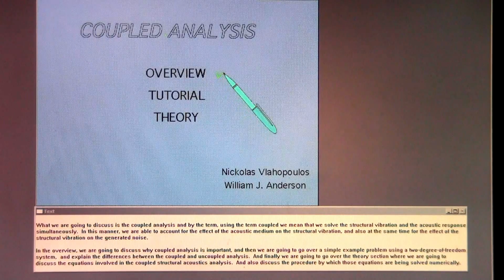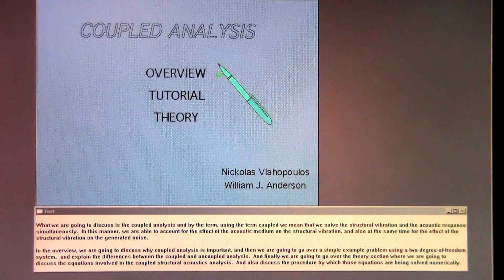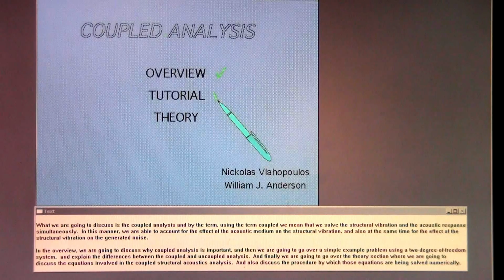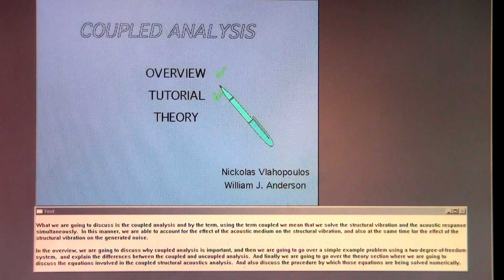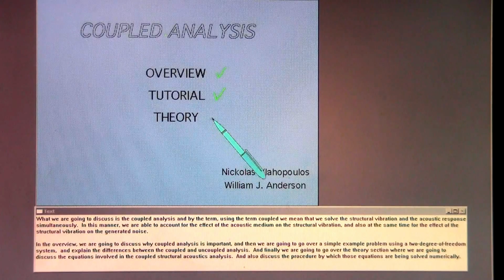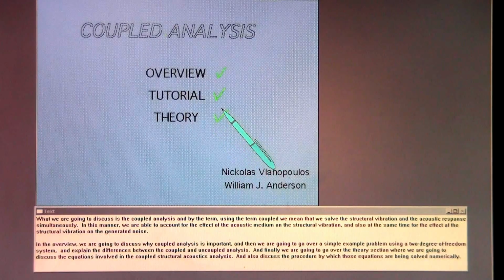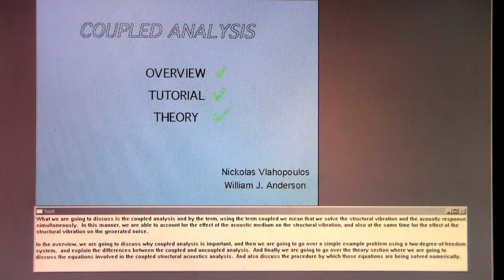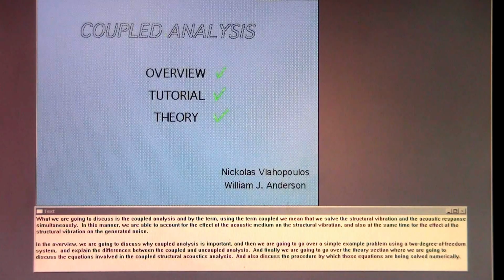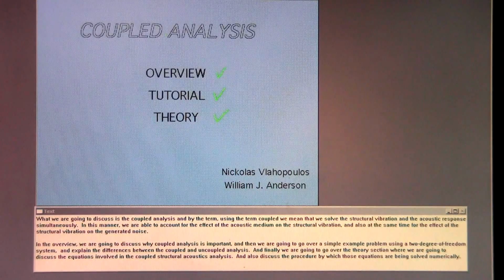In the overview, we are going to discuss why coupled analysis is important, and then we are going to go over a simple example problem using a 2 degree of freedom system and explain the differences between the coupled and the uncoupled analysis. And finally, we are going to go over the theory section, where we are going to discuss the equations involved in the coupled structural acoustic analysis, and also discuss the procedure by which those equations are being solved numerically.